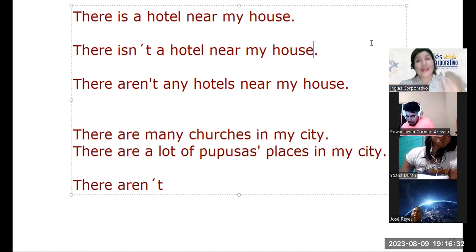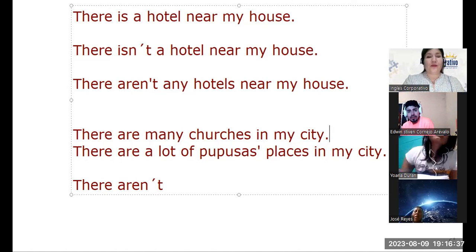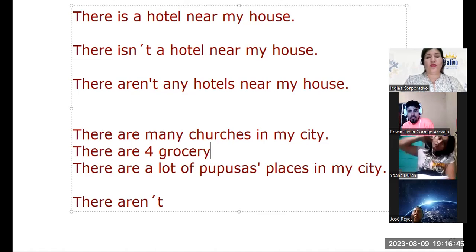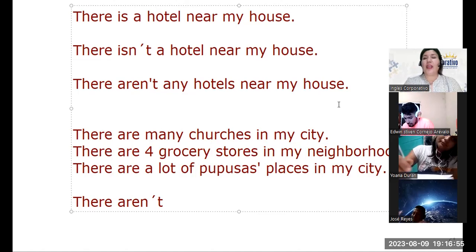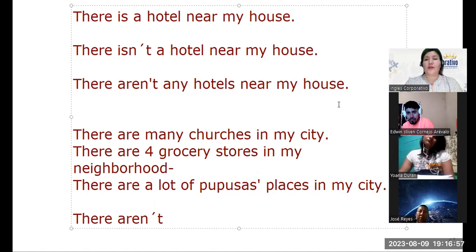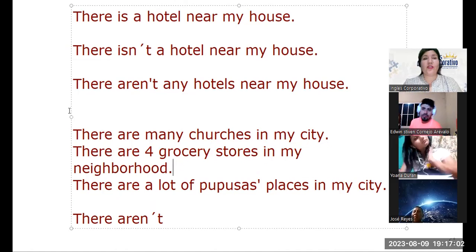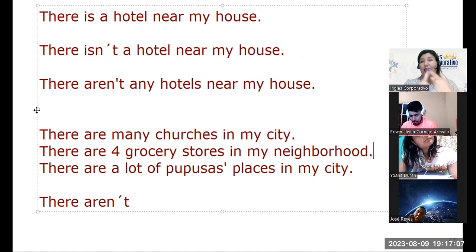Pero si son bastantes, sí puedes usar un número. And you say, here. Y vos sabes que son específicamente esos. And you say, there are four grocery stores in my neighborhood. What is the meaning of neighborhood? Vecindario. Vecindario, right? There are four grocery stores in my neighborhood. Porque usted sabe que es la niña Mari, niña Juanita, niña Tere y niña Toyita. Four.